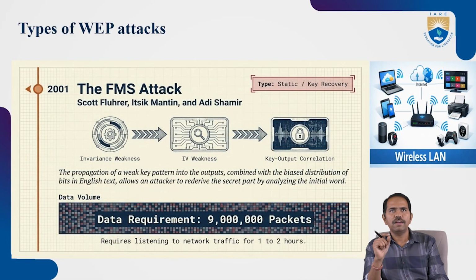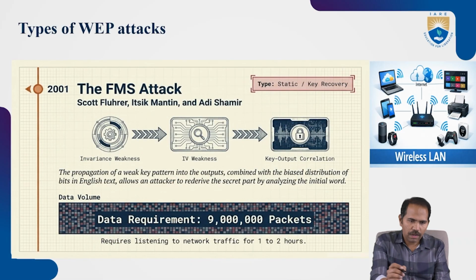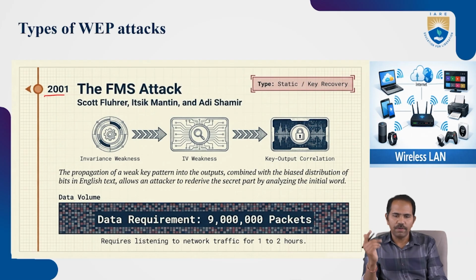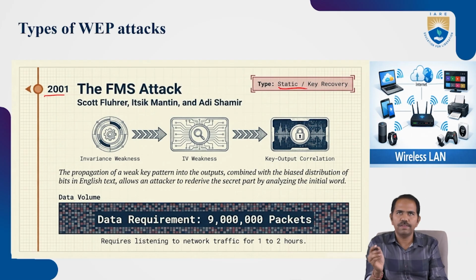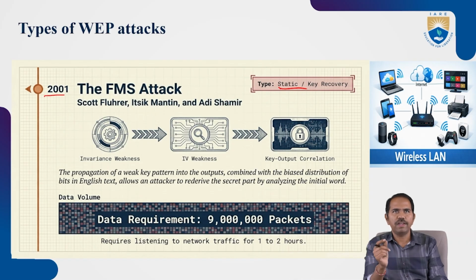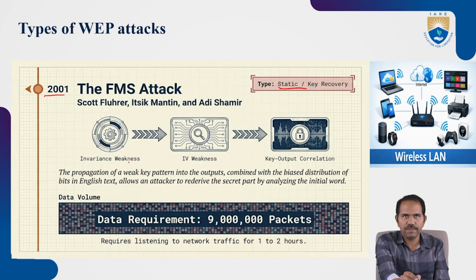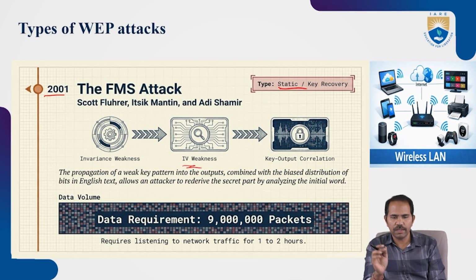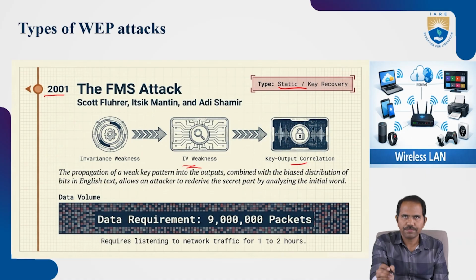The second attack happened in 2001. The type is static, and it comes under the key recovery mechanism. This is the FMS attack, by Scott Fluhrer, Itsik Mantin and Adi Shamir. It uses invariance weaknesses and initialization vector weaknesses. After that, it checks key output correlations.